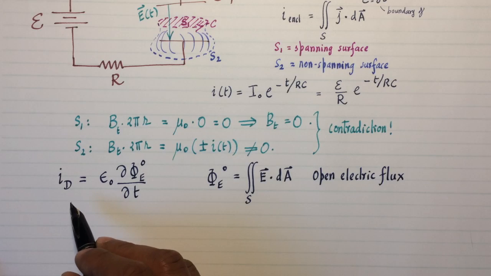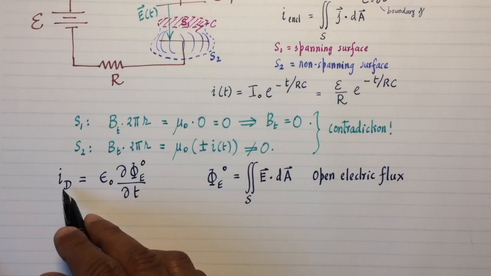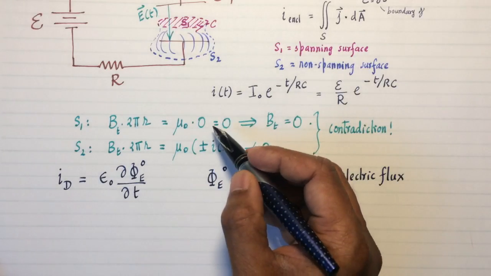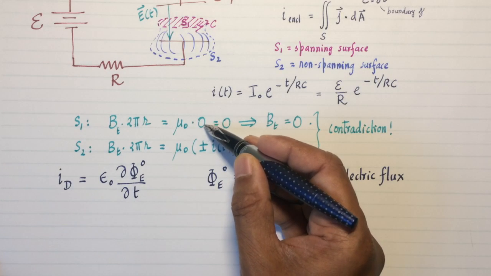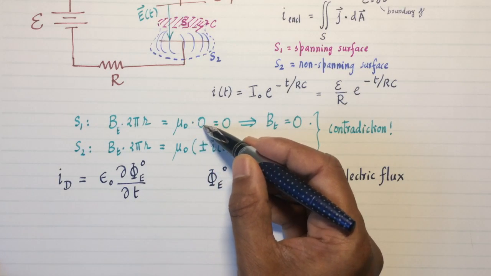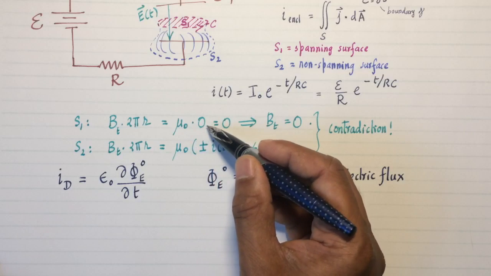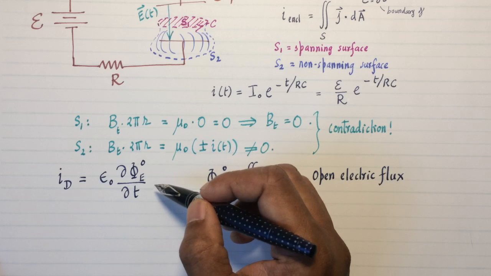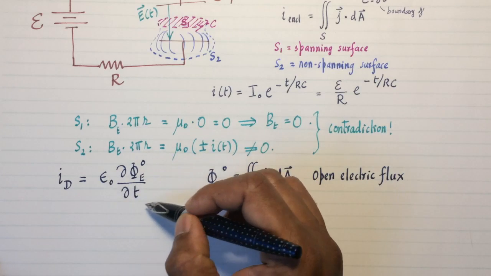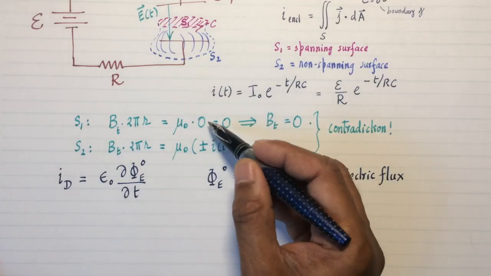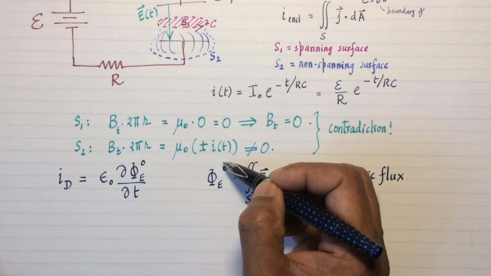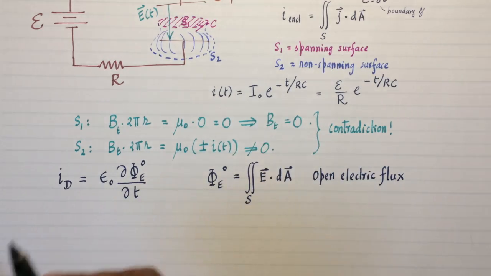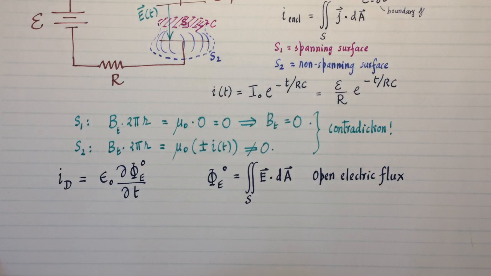Now, by the way, let me just finish the story here. If you have I sub d defined like this, then of course for the first surface S1, it's not mu naught times I 0, it's going to be mu naught times I sub d. And then when you work out the details, as I asked you to in one of the problems of the week, you'll find that the answer is exactly equal to I of t. So Ampere's law is finally salvaged if you add this to the right hand side of Ampere's law.